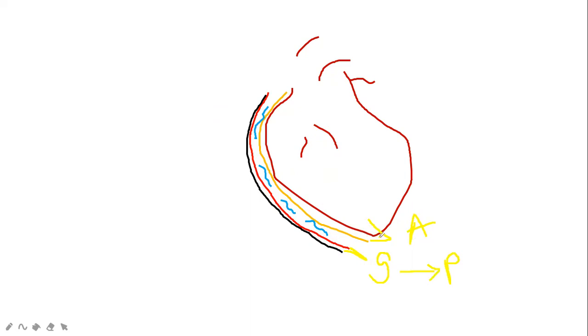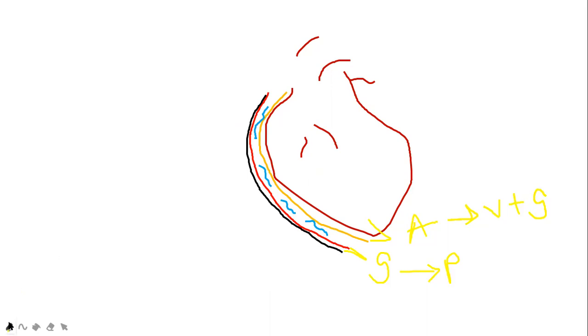And then these two are innervated by the vagus nerve, that is parasympathetic, plus the sympathetic nerves that are coming from the spinal cord, right? Now, that is generally about the coverings.